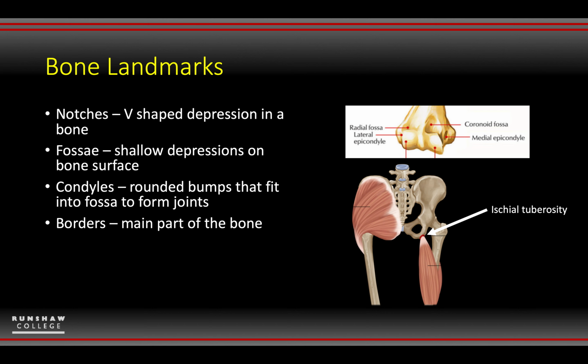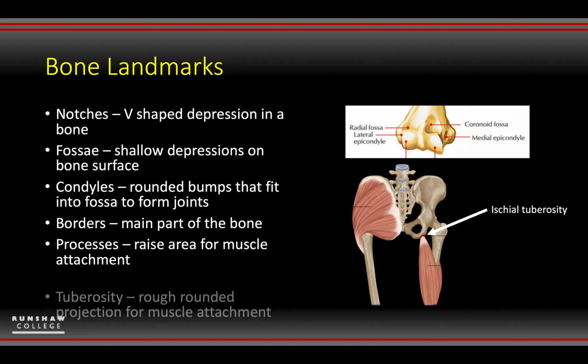The borders are just the main part of the bone, really. There's nothing really to spot them. Then you've got processes, which are sections that kind of stick out a little bit, a raised area, and that's there for muscle attachment. So a typical one might be on the front of your tibia, which allows you to attach the quadricep muscles to it with the tendon.